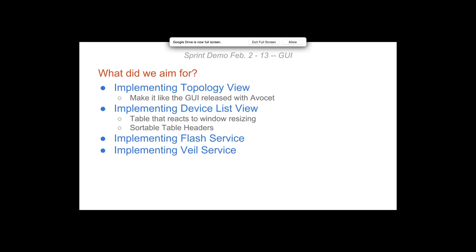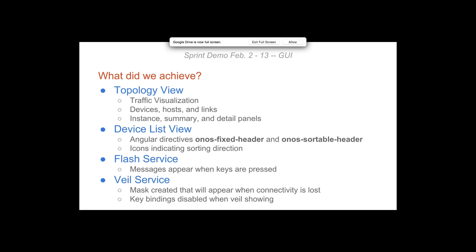We also wanted to do the flash service, which is when a message would pop up. We also wanted to do the veil service, that comes up when you lose WebSocket connection. So like when ONOS is killed, it'll pop up and say that you don't have any connection.